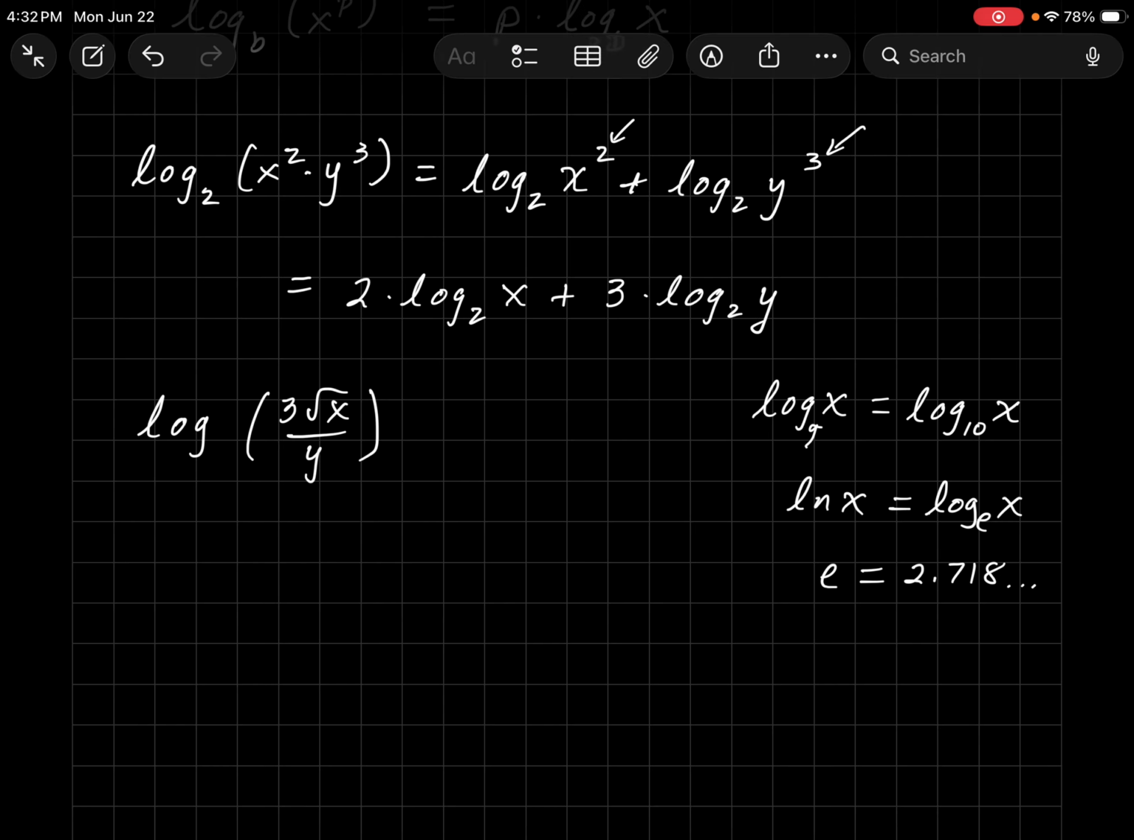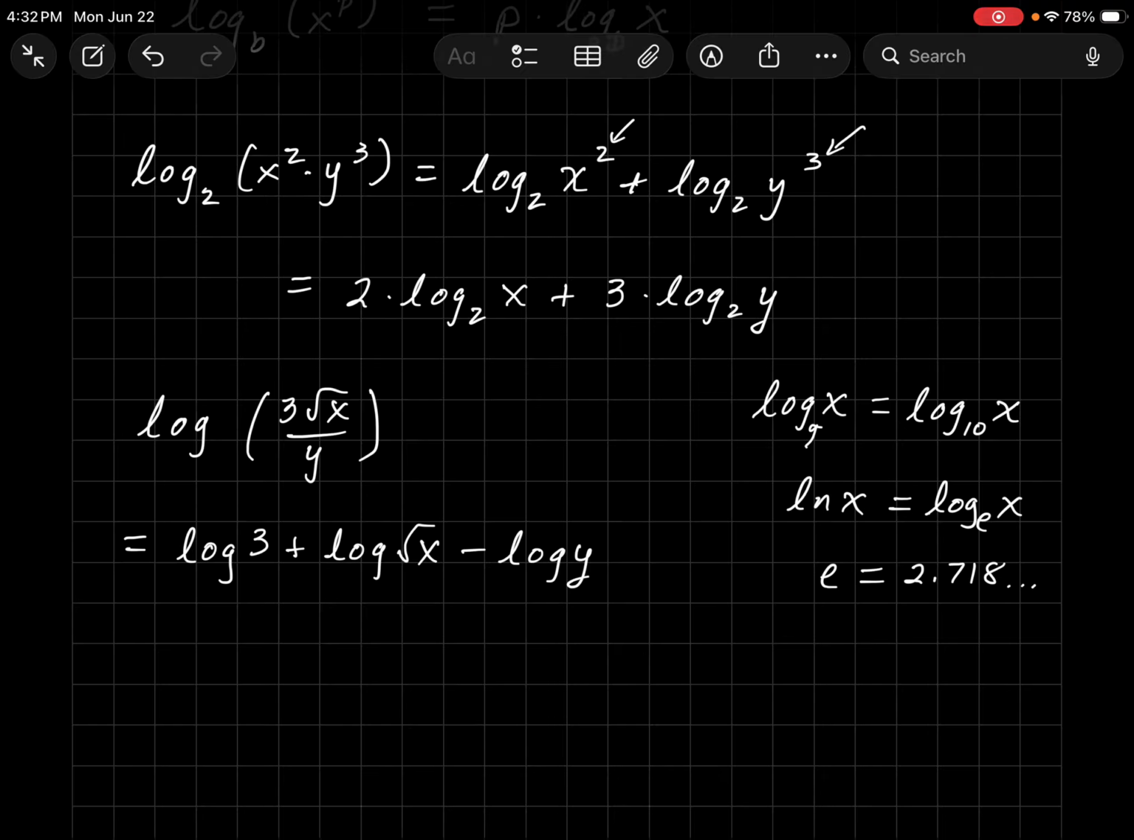Back to our problem. Notice I have 3 things here. I have a multiplication in the top, so I can do log of 3 plus log of root x. And then I have y in the denominator. I'm dividing there, so I can do minus log of y. So all of these are log base 10, first of 3, then of root x, and then of y.